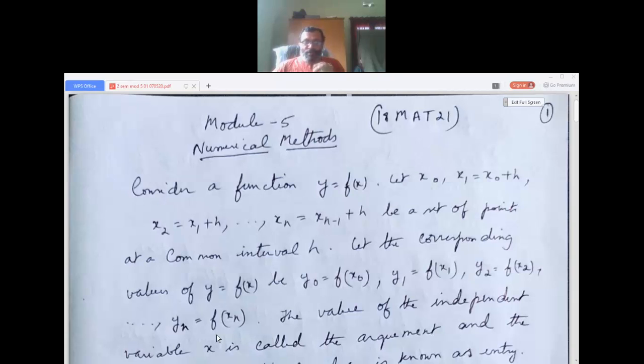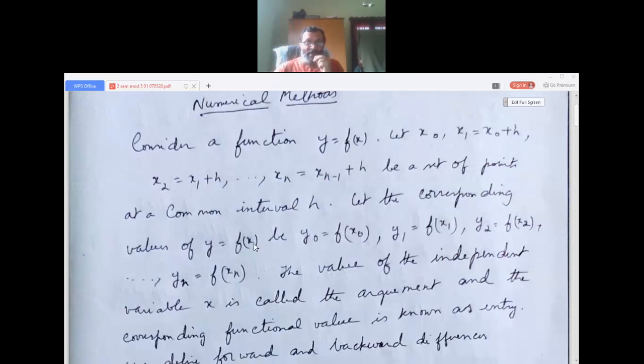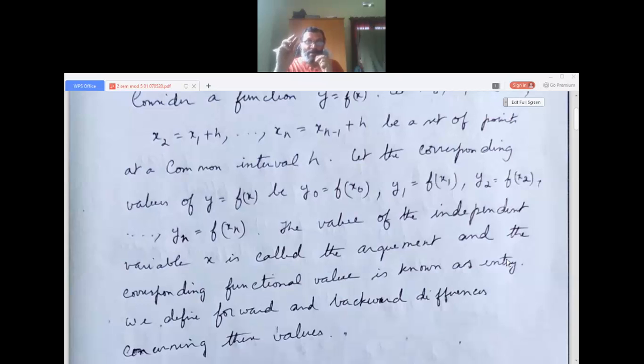The value of the independent variable x is called the argument. Independent means x and dependent means y. That is, the value of x is called the argument, and the corresponding functional value, the y value, is known as the entry.